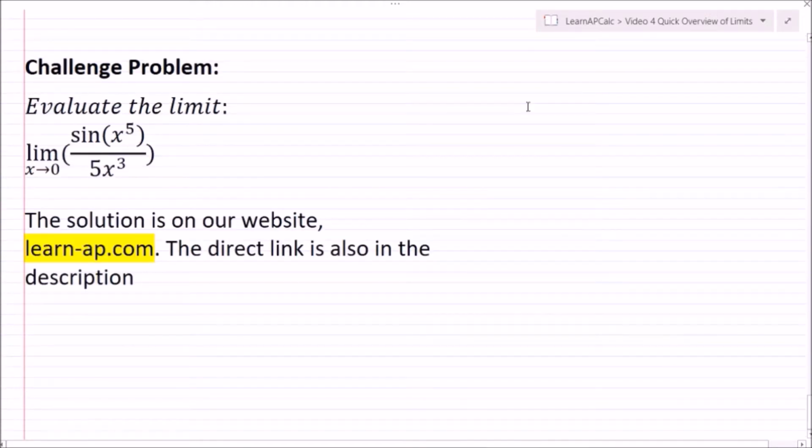Alright, so that brings me to today's challenge problem. Evaluate the limit of sine of x to the 5th over 5x cubed as x goes to 0.